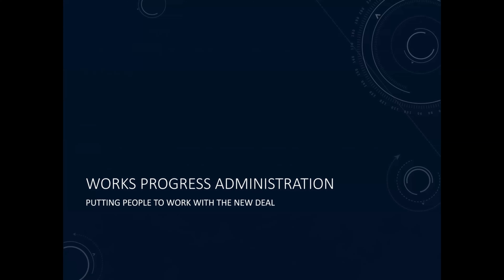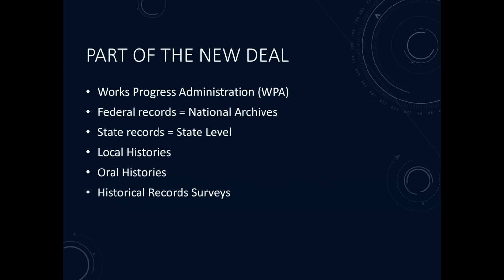Next thing I want to talk about is the WPA, the Works Progress Administration. People were put together to work during the New Deal. There are federal records that were created by the Works Progress Administration. There are also state records. There are also local level records, because the WPA worked at the state level, the local level, and the federal level, putting people back to work so they could bring in money, because we were in the middle of the Depression.